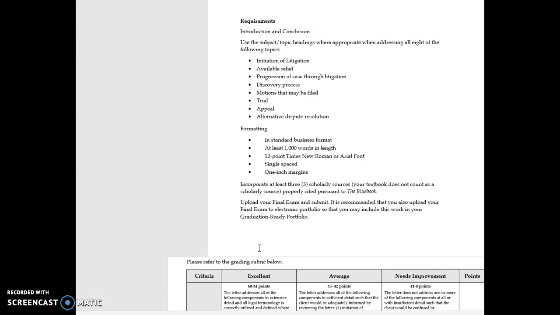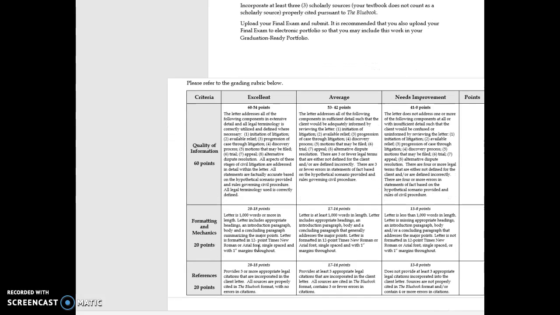And again, of course, there's a rubric here, so always look at the rubric before submitting a document. So I really do hope this helps.